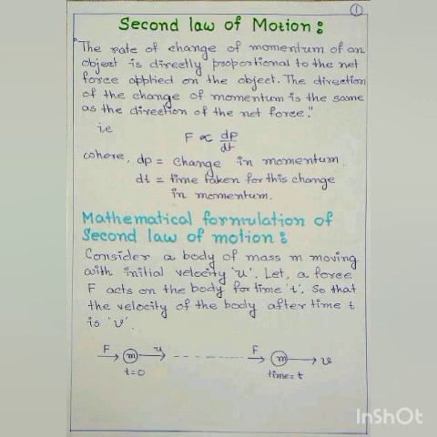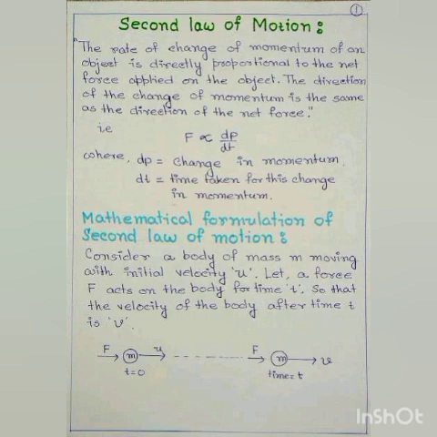Today we will discuss Newton's second law of motion. The rate of change of momentum of an object is directly proportional to the net force applied on the object. And the direction of the change of momentum is the same as the direction of the net force. That is, F is proportional to dp by dt. Now here dp represents change in momentum and dt is time taken for this change in momentum.